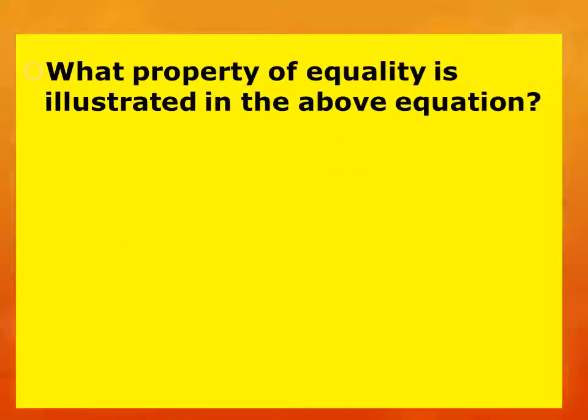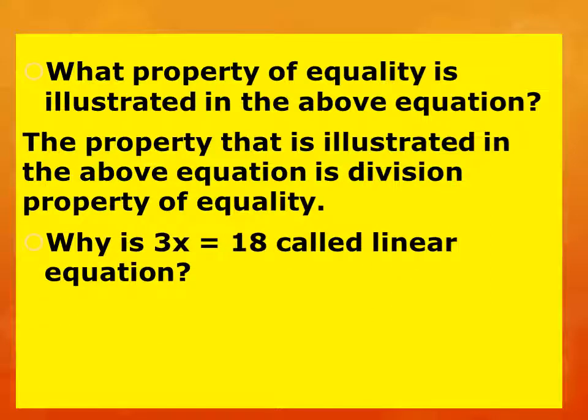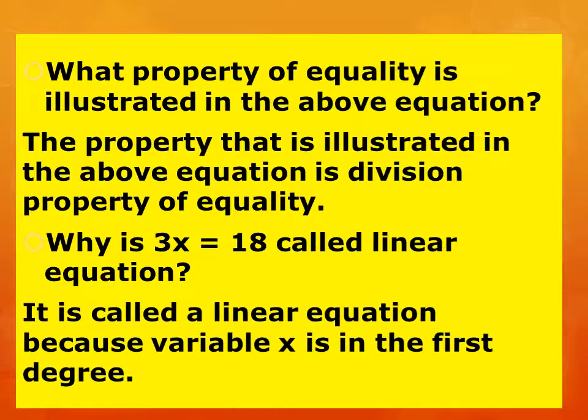Let's try to answer the given questions. What property of equality is illustrated in the above equation? The property that is illustrated in the above equation is division property of equality, since we divide both sides by 3. Why is 3x equals 18 called a linear equation? The answer is, it is called a linear equation because variable x is in the first degree, or the highest exponent of that given equation is 1.